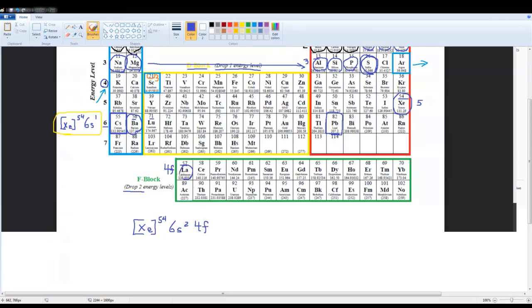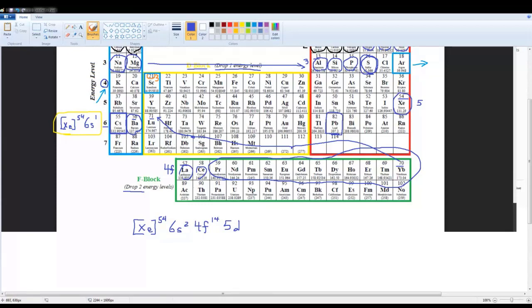and I fill up everything all the way over. That's 14 if I count them: 1, 2, 3, 4, 5, 6, 7, 8, 9, 10, 11, 12, 13, 14. So 4f14. And at the end I hit 70. Well, after 70 is 71. So I go from here back up to the D block. It would be expected that this would be the sixth energy level, but remember I dropped one for the D block, so this is going to be the 5d.